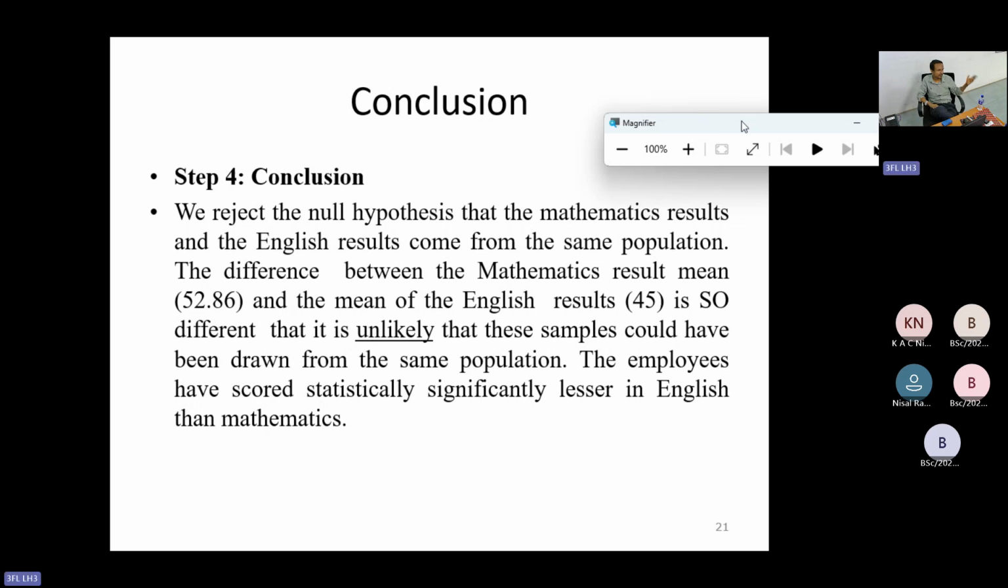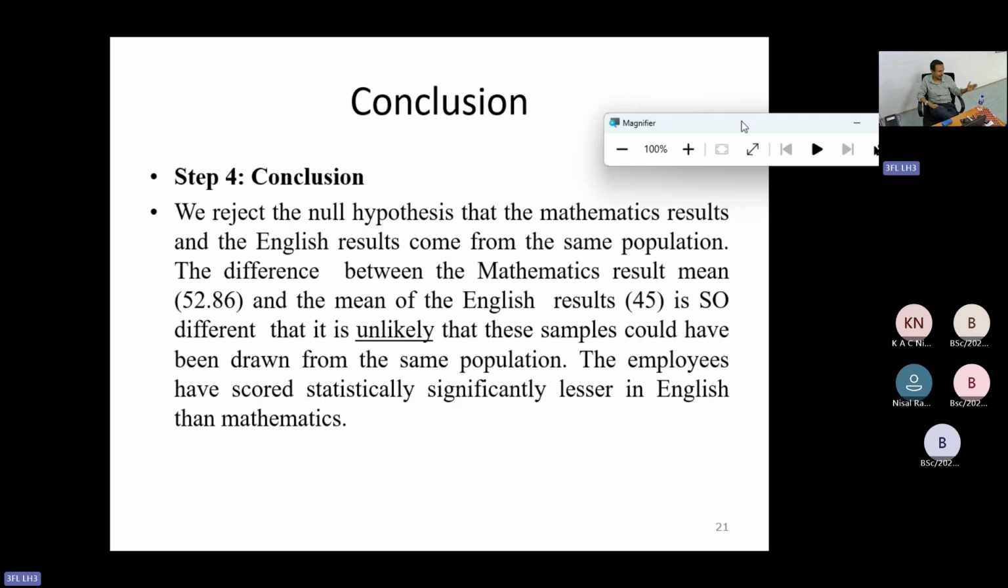Step number 3. Using the data, perform the paired sample t-test and estimate the sig value. The sig value is 0.0105. Then step number 4, which is the conclusion.